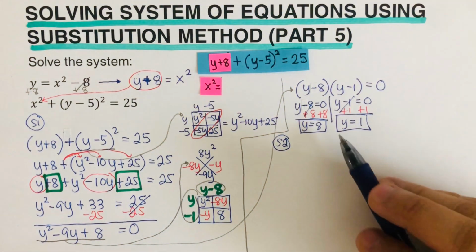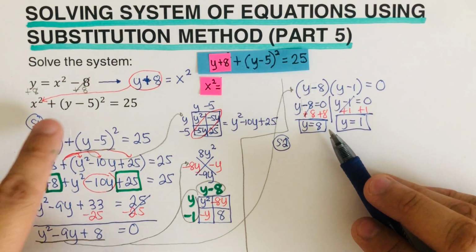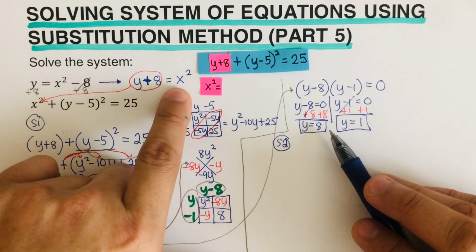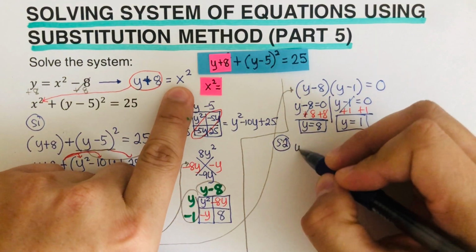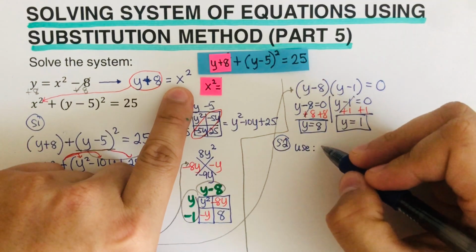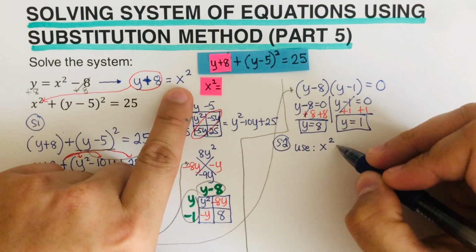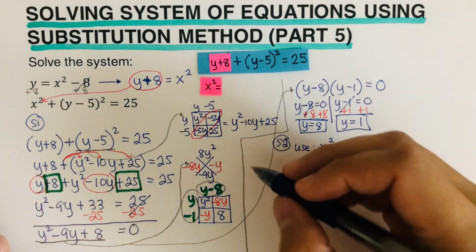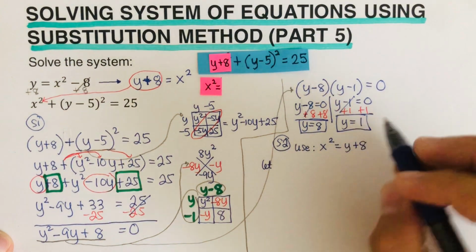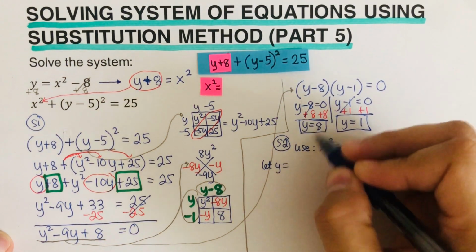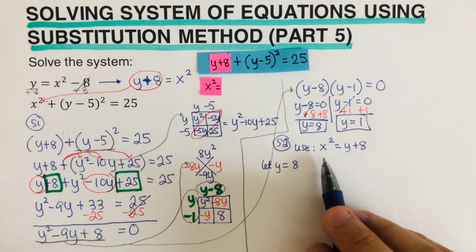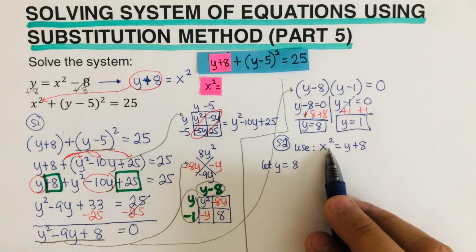Since we already have the y, we're supposed to be solving for x. So it's pretty easy to use this one right here because x is already isolated by itself. So then I can go ahead and say we are going to use x squared is equal to y plus 8. So then y is equal to 8. So we're solving for the value of x when y is 8. So we're going to use this.